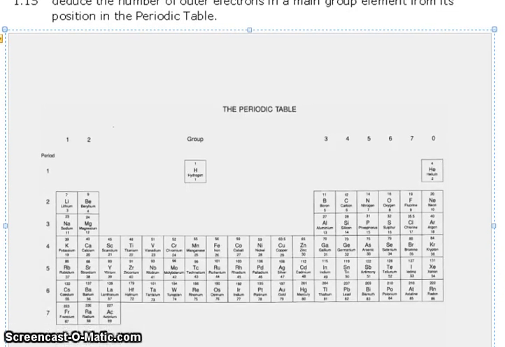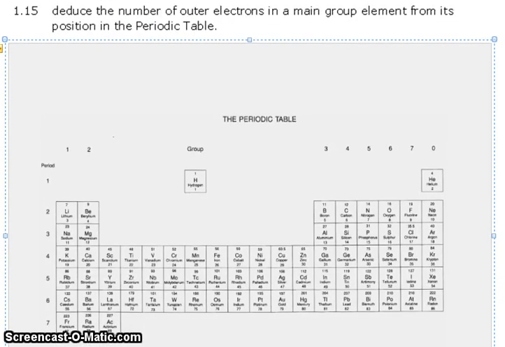So now looking at syllabus statement 1.15, deduce the number of outer electrons in a main group element from its position in the periodic table. So our main group elements are group number 1, coming down, groups always go down. Group number 2 going down. Group number 3, here going down. Group number 4, here. Group number 5, group number 6, group number 7, and group number 0, also called group number 8.